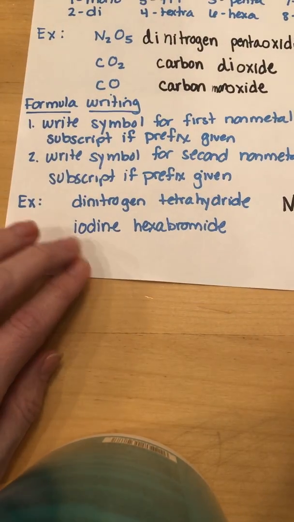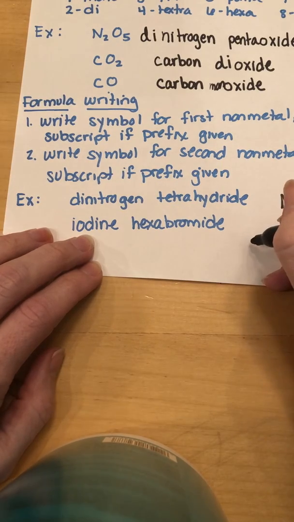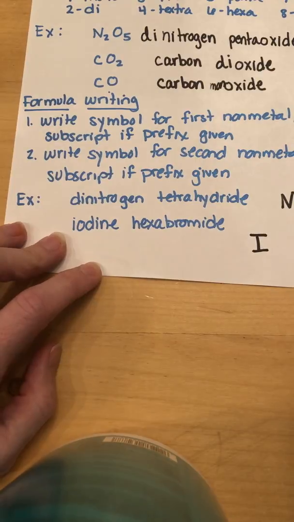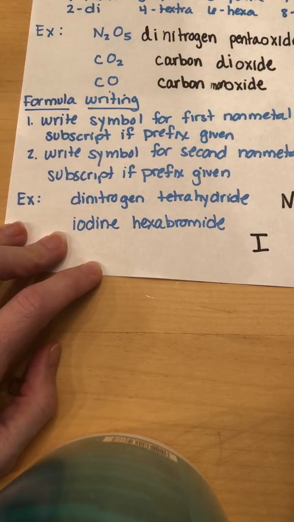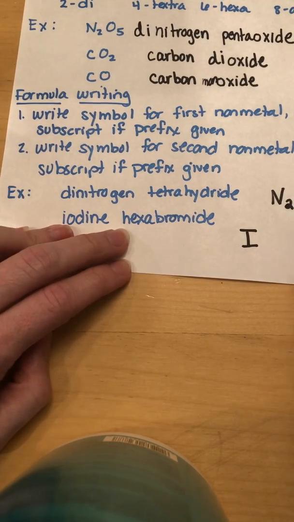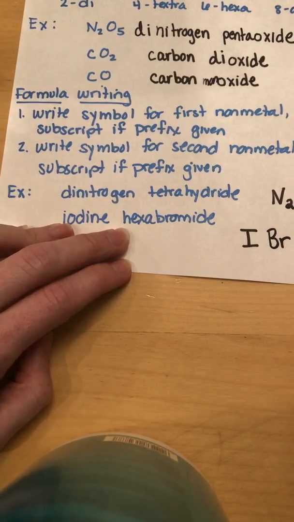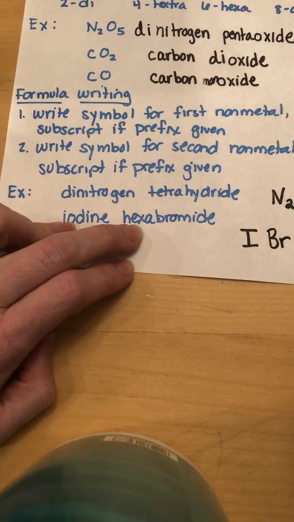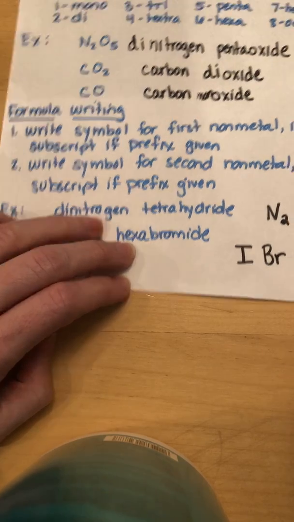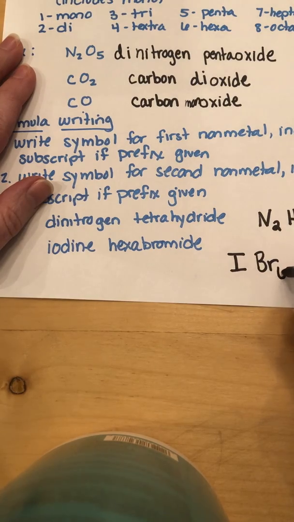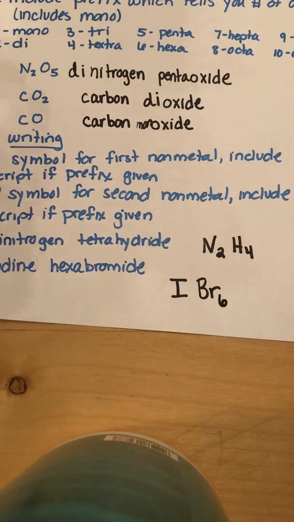All right, next example, I'm told it's iodine. There's no prefix in front of it, so I can assume that there is just 1. Because remember, we don't say mono for the first element. Then it's hexabromide. If I look up bromine on the periodic table, I'll see that it's Br. That does have a prefix in front of it. That hexa, I can refer back to my chart, and hexa is 6. So that's what that formula would look like.